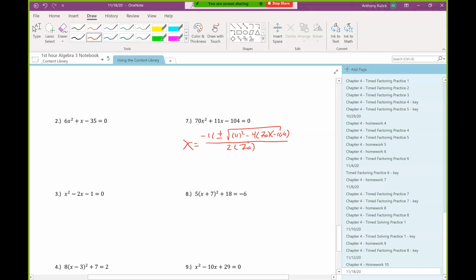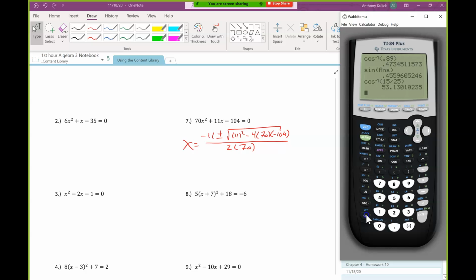So the quadratic formula again is negative b plus or minus the square root of b squared minus 4ac, all over 2 times a. To do this, I'm going to do 11 squared minus 4 times 70 times negative 104. I'll do the part underneath the square root first, and then take the square root of that. So that's 171.